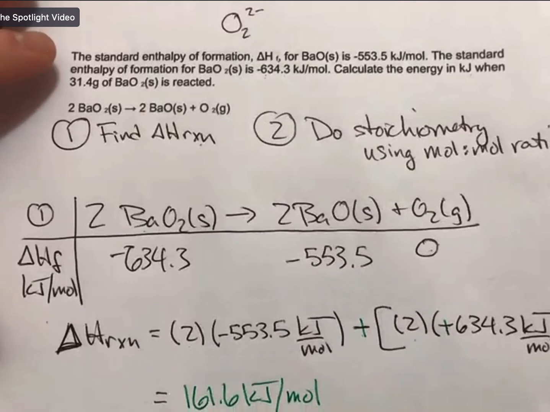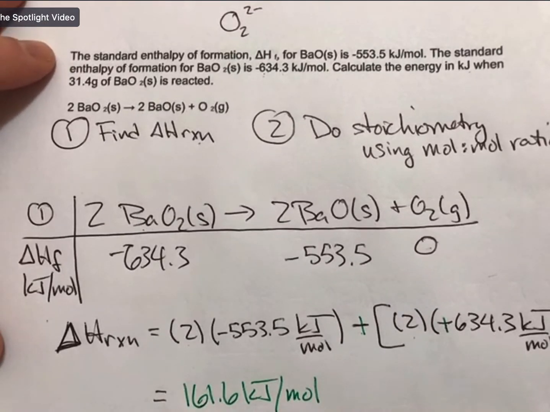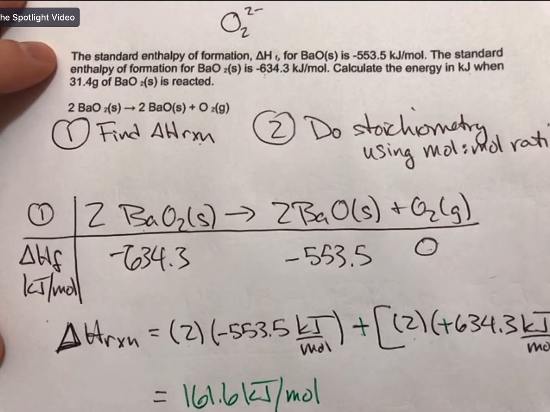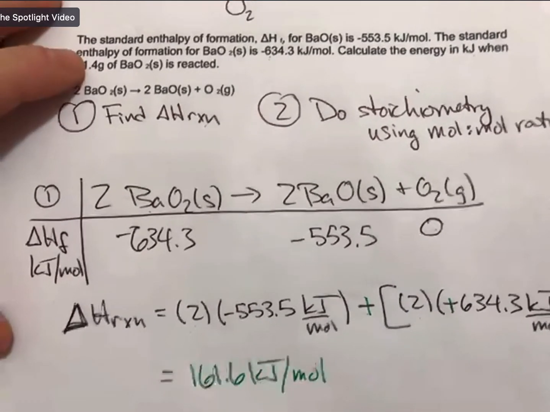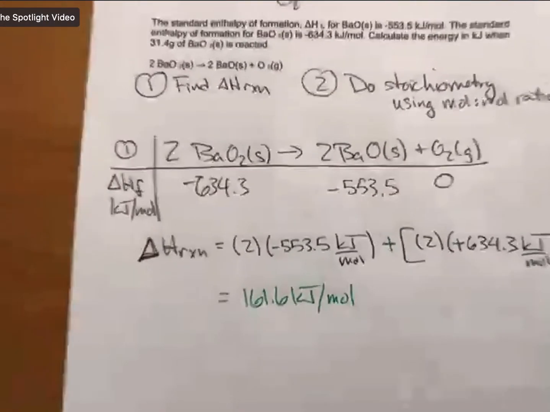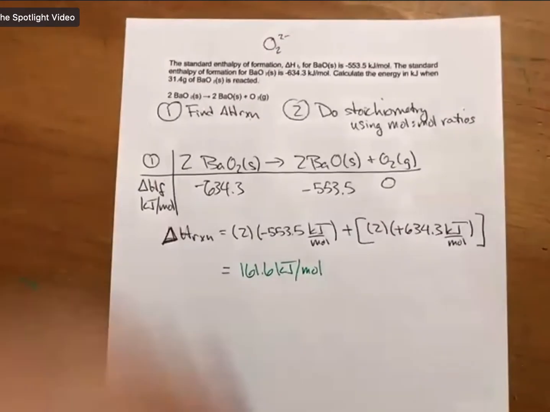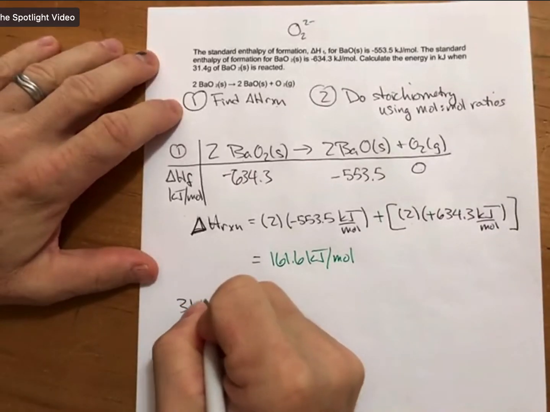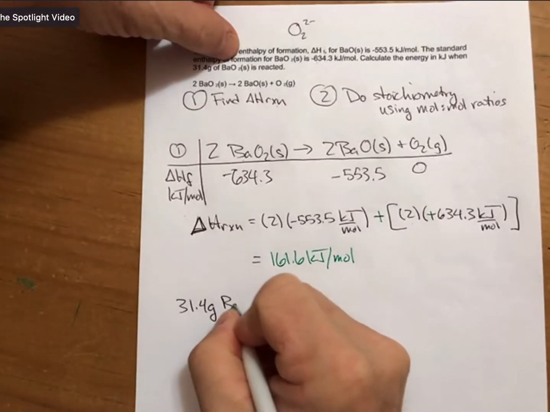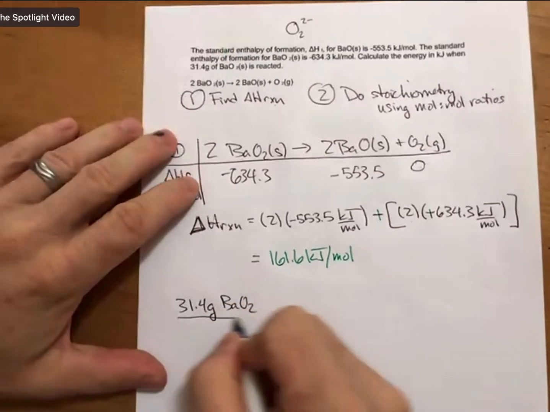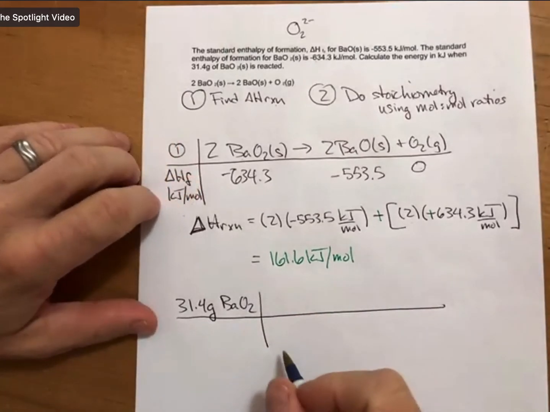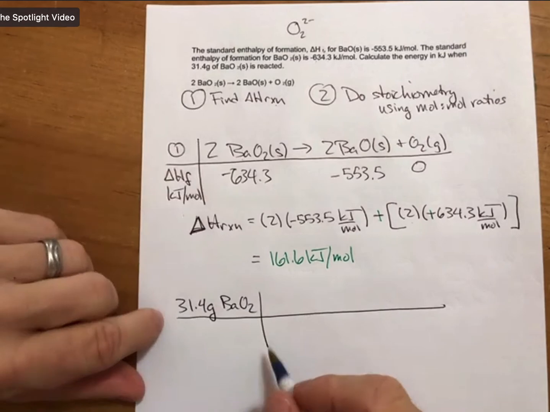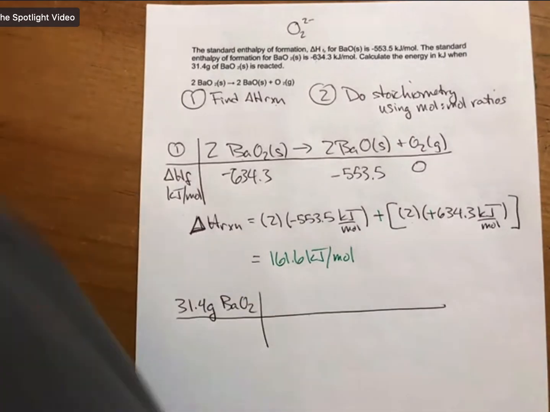Then coming back to my problem statement, it says calculate the energy in kilojoules when 31.4 grams of barium peroxide is reacted. All right. So now that I have my delta H reaction, I'm going to back up a little bit here because we're going to need a little bit of space. Give me some elbow room to work. So it says 31.4 grams of barium peroxide. I'm going to have to turn that into moles. So I need my molar mass here.